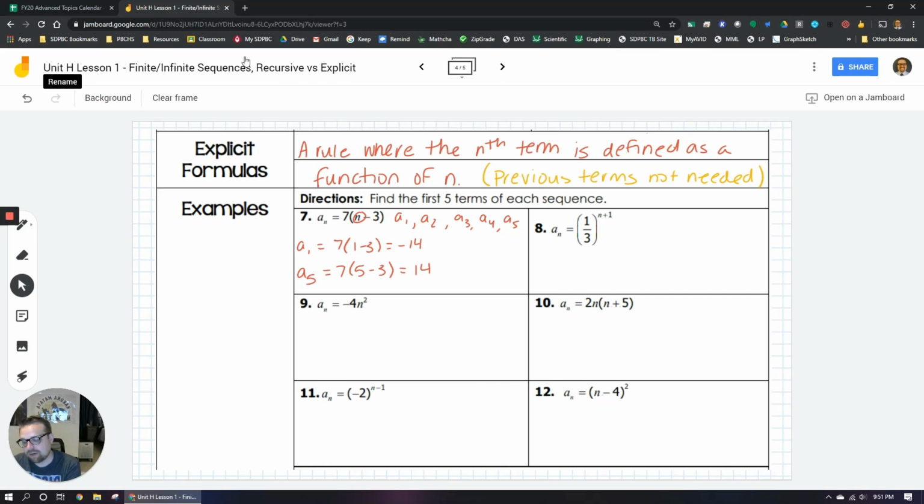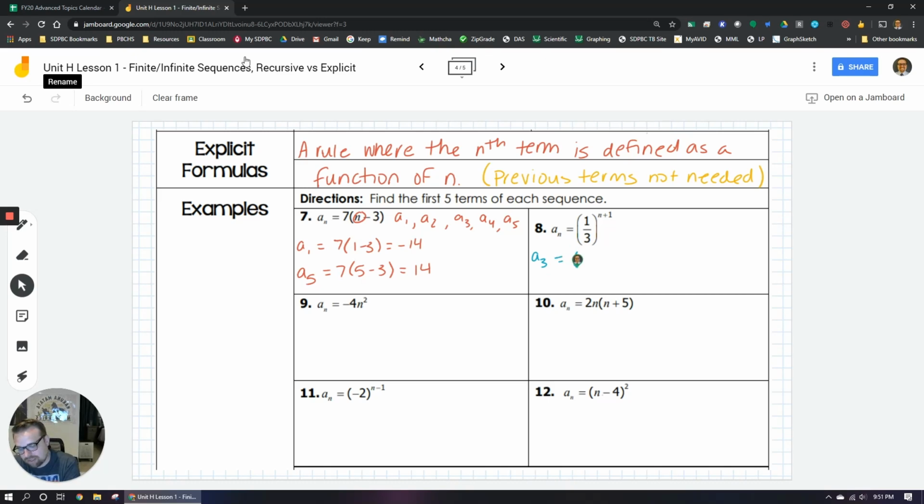So let's just find the third term. I know these directions say find the first 5 terms, but I'm going to run out of space if I try and do all those. So I'm just going to do 1 or 2 terms, okay? So let's try and find the third term in the sequence. That would be a sub 3, or a3. So the n is going to be 3 in this case.